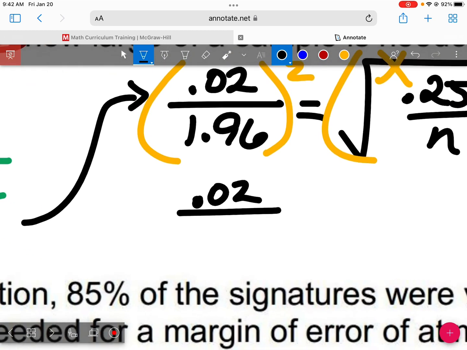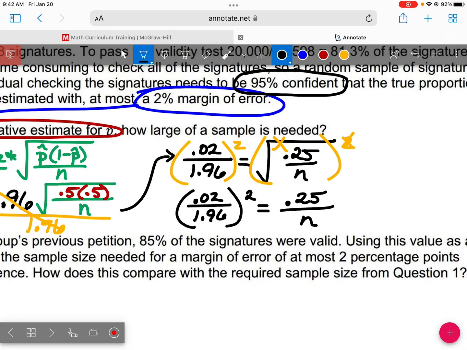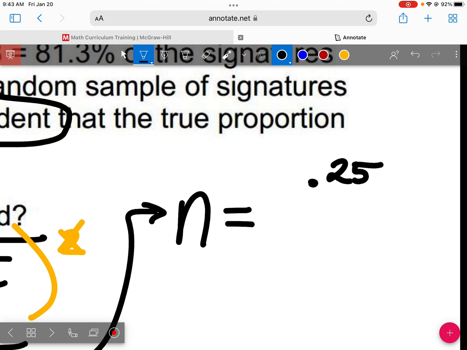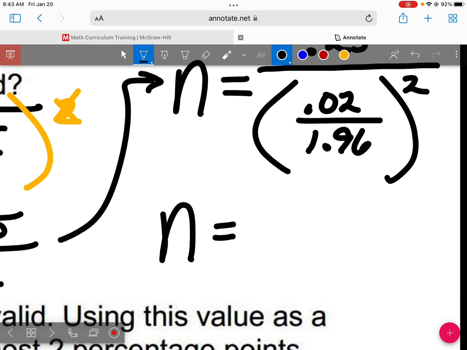Again, I'm just going to leave it written with the squared there. So I have 0.02 divided by 1.96, quantity squared, is equal to 0.25 over N. How do I isolate N? Multiply N on both sides, and then I'm going to divide by this squared fraction on both sides. So now I get to where I would type things into my calculator. N is equal to 0.25 divided by 0.02 divided by 1.96 squared. That is what I would type into my calculator to get our value for N. This one, surprisingly, comes out to a whole number. What'd you get? 2,401. If we round in the process, it is going to change substantially our final value for N.